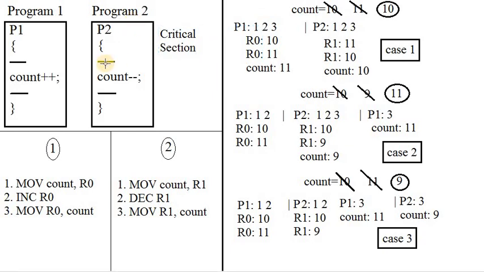In this critical section problem, what have we observed? We have observed that both the programs are sharing the common data. That is why the end result will be somewhat confusing. The end result is somewhat confusing. So that is why we call it the critical section. Okay. Thank you.